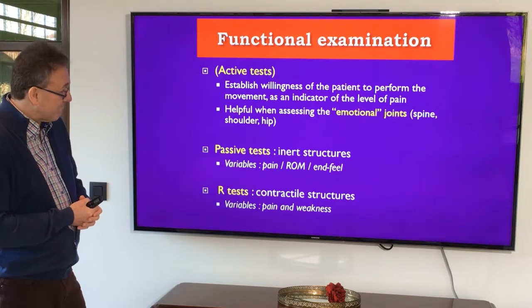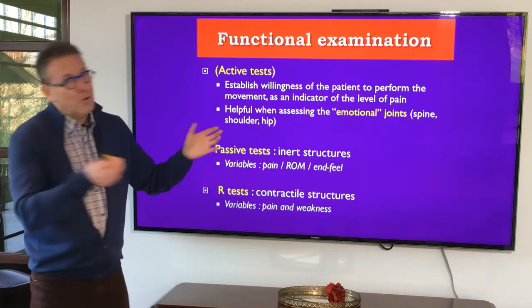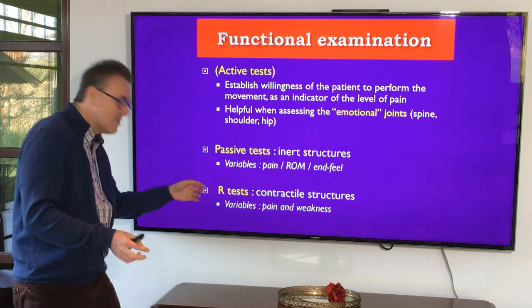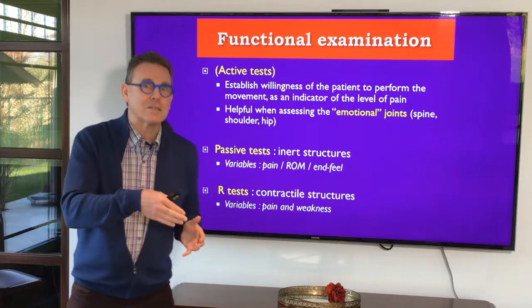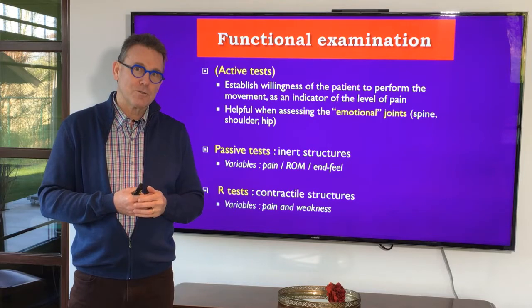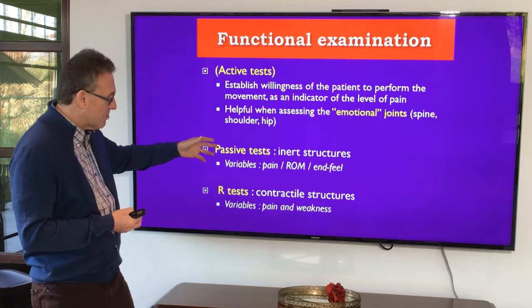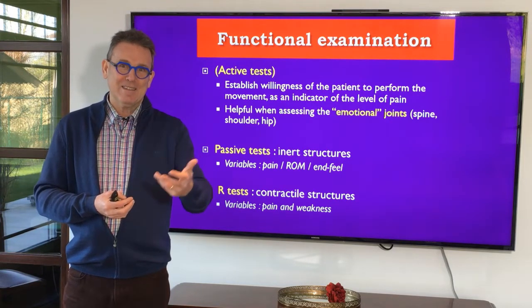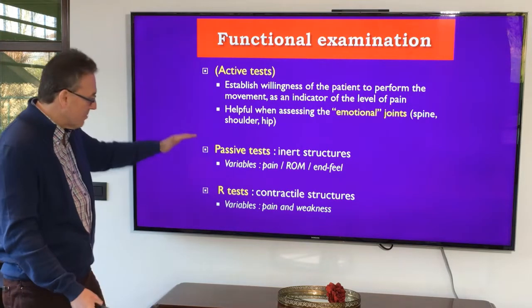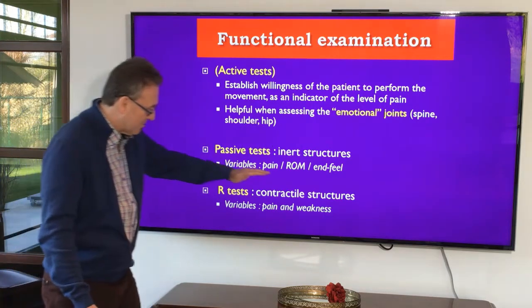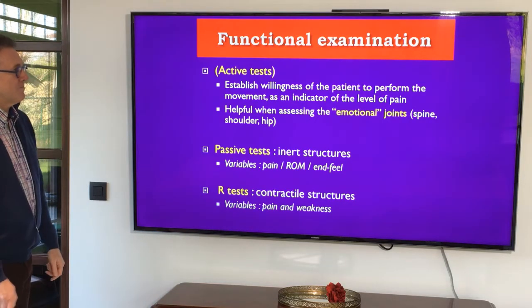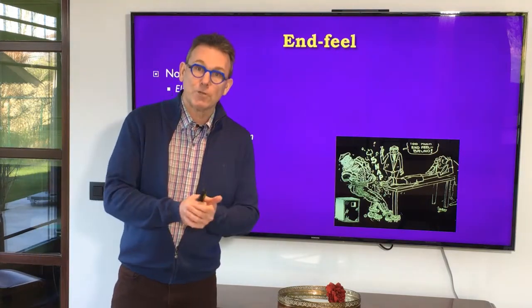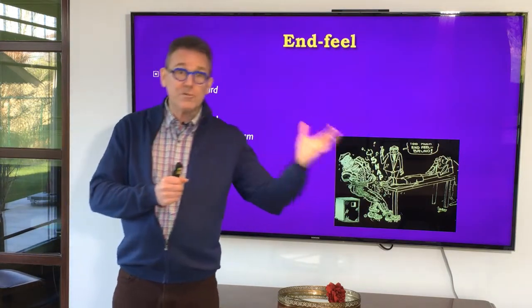But of course, a passive test can also stretch a contractile structure. And during a resisted test, you can also compress an inert structure. So sometimes there are some combination options, but this is a challenge we discuss at a later stage. But in general, passive test, inert structures, resisted test, contractile structures. And what about the end feel? Well, the end feel, this is something you can discover during a passive movement. You go to the end of the movement, the real end.